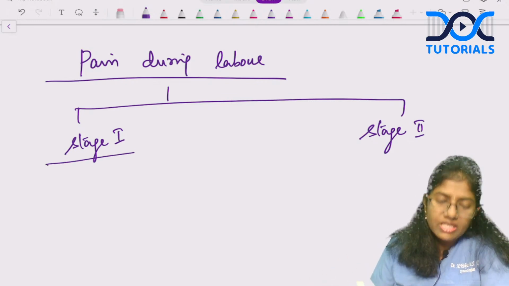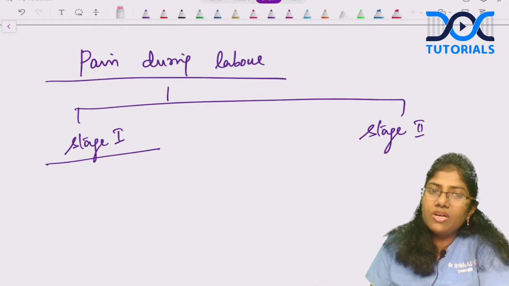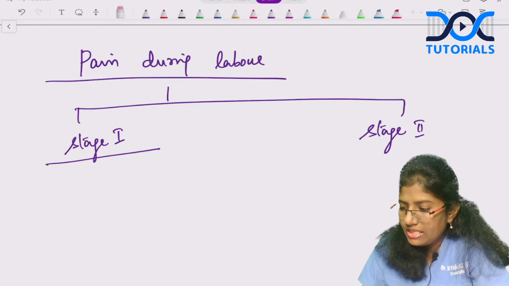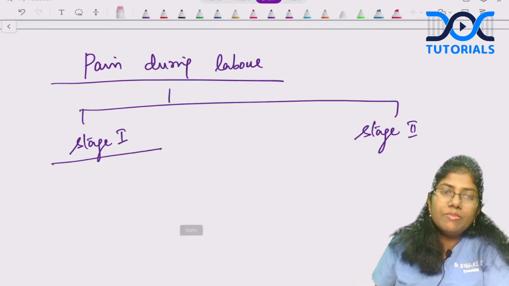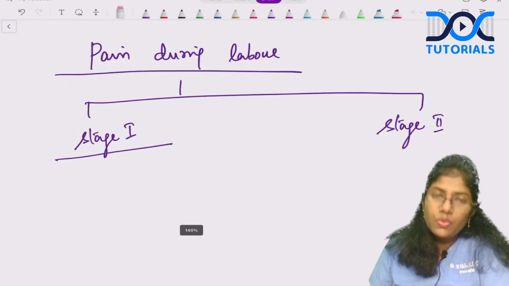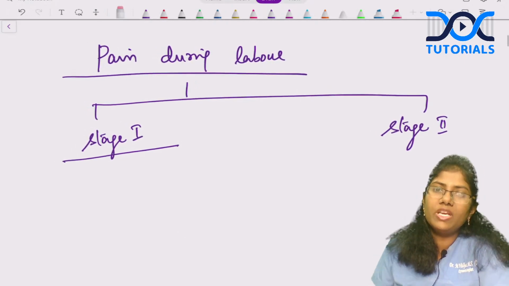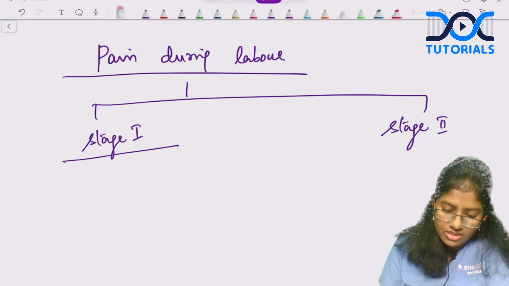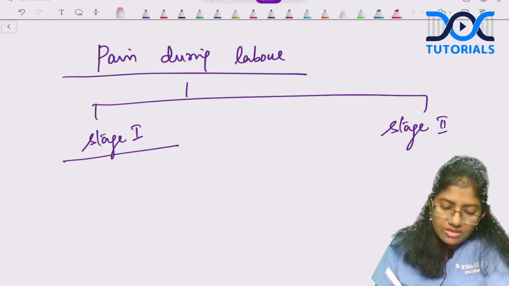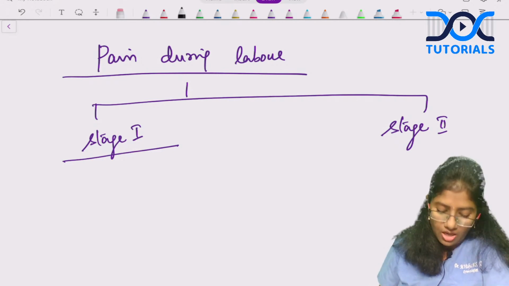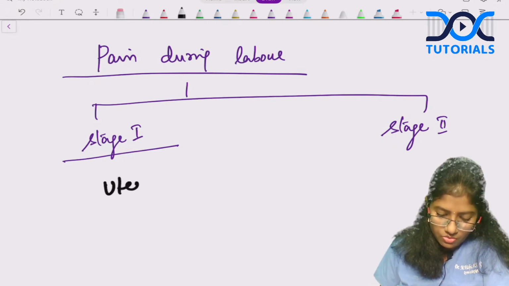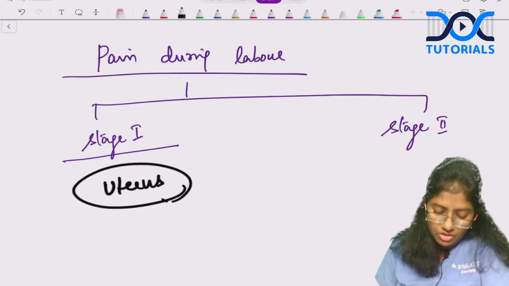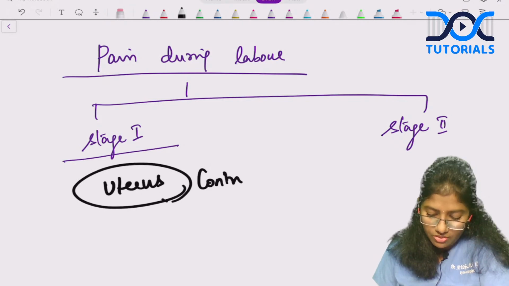Where does pain during stage 1 arise from? Is it from the upper genital tract or the lower genital tract? Listen, pain during the first stage of labor is usually from the upper genital tract, and that is from the uterus. It is due to the uterine contractions.